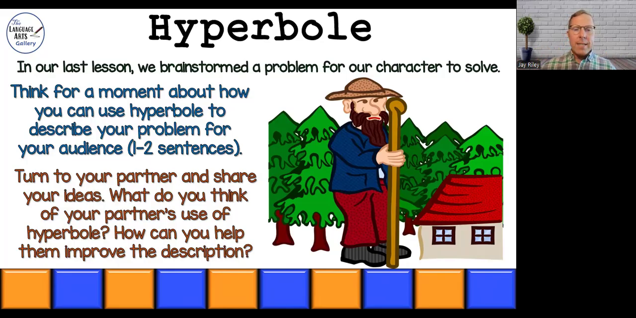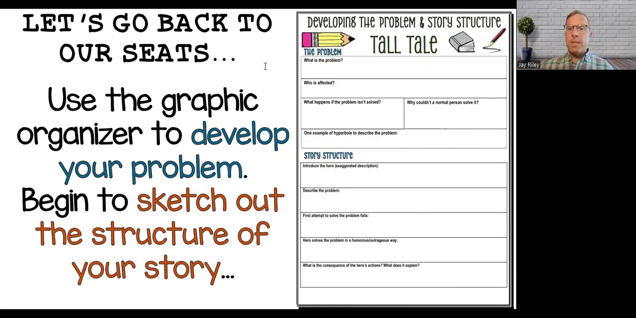So when they go back to their seats, what I want my students to do is think about what the problem is, who is being affected by the problem, what happens if it's not solved, and why a normal person couldn't do it. Try and come up with one sentence where you can think of an example of hyperbole to describe the problem.